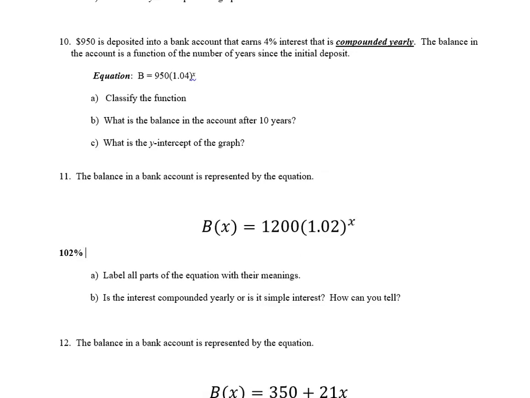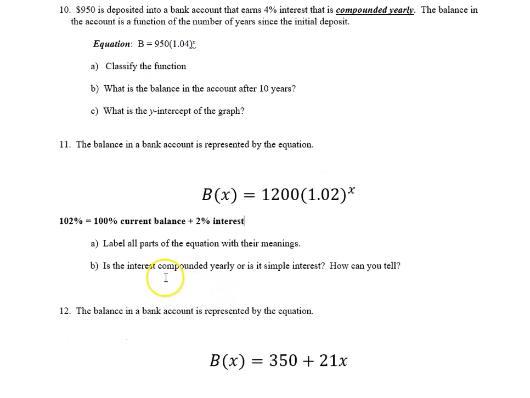102%. And that can be broken down into 100% of your current balance plus 2% interest. So in this particular equation, what you're doing is the balance in the account is increasing 2% per year. So don't just say interest. You need to say this number, 1.02, means 102%, which is 100% of the current balance plus 2% interest. Part B is this compounded yearly or simple interest. Well, you'll notice it's multiplying by 1.02, so that would be compounded yearly, and that's how you tell. It's an exponential function. It is multiplying by some number.